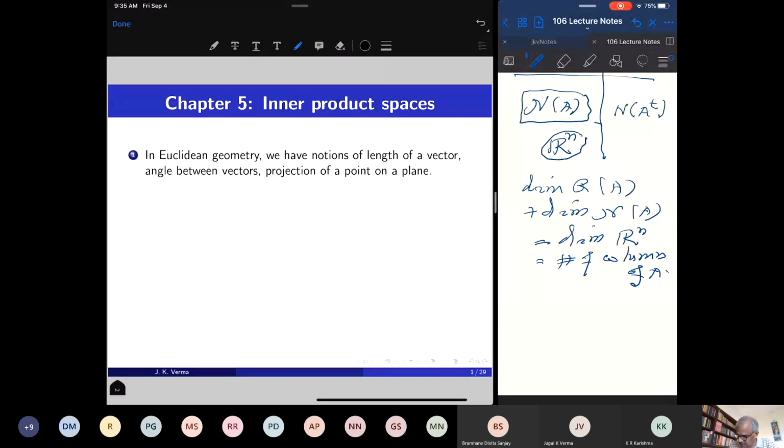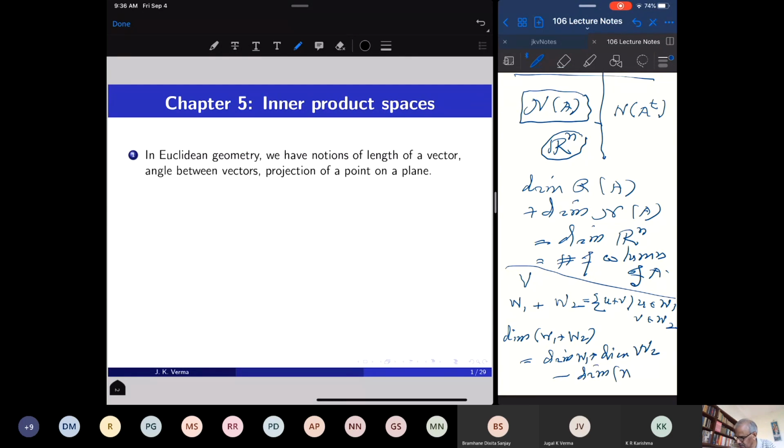So if I have a big vector space V and two subspaces W1 and W2, then their sum lives inside V. The sum of these two subspaces is really the set of all vectors u plus v, where u is in W1 and v is in W2. And we proved this formula: the dimension of the sum is equal to the sum of the dimensions minus the dimension of the intersection.